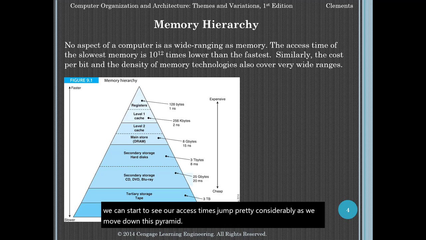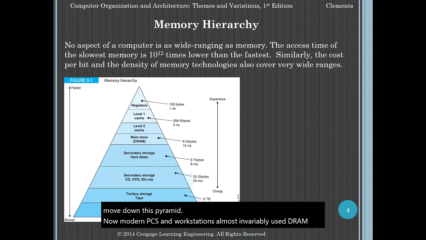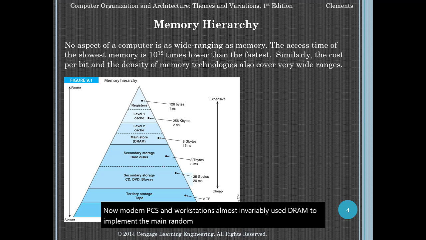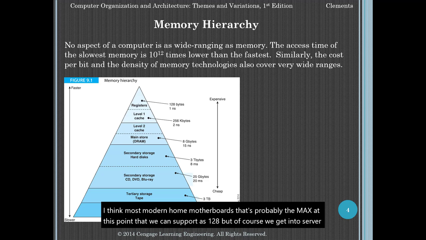Now, modern PCs and workstations almost invariably use DRAM to implement the main random access memory. And today's PCs might implement somewhere between 1 gigabyte and 48 gigabytes. I mean, we say that, but I'm talking to you on a computer that's running 128 gigabytes of RAM because I'm kind of insane like that. I think most modern home motherboards, that's probably the max at this point that we can support. But of course, we get into server systems and we can support a lot more.